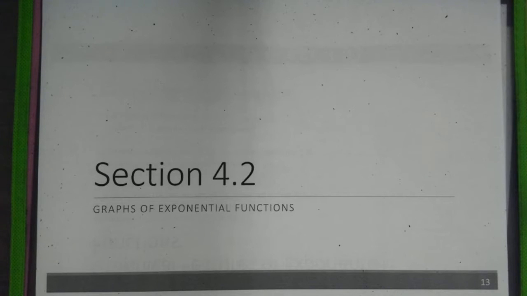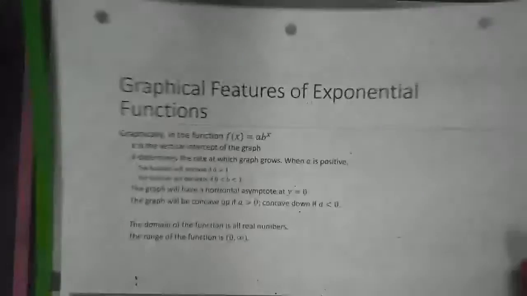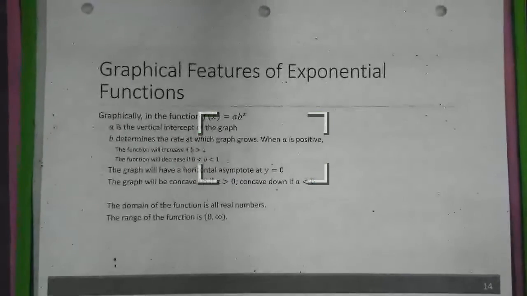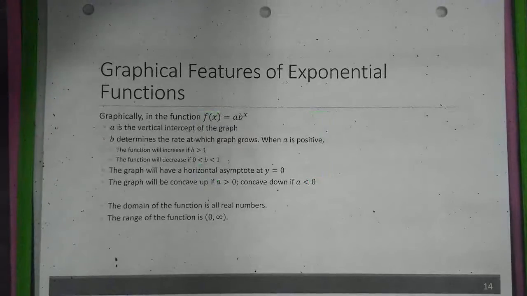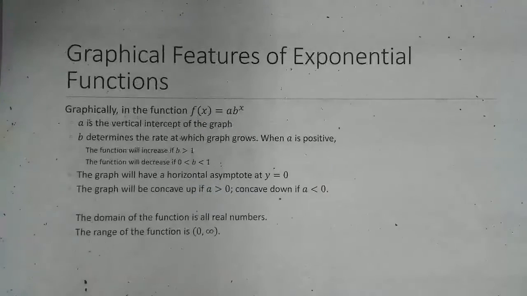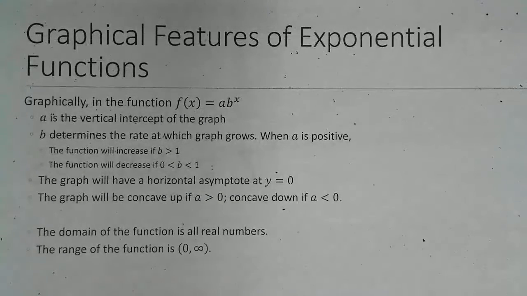In this video, we will be looking at section 4.2, which covers graphs of exponential functions. We're going to start by looking at the graphical features of exponential functions. So graphically, if we are looking at a function in the form f of x equals ab to the x, then a is the vertical intercept of the graph. So that means we are going to pass through the y-axis at 0, a.